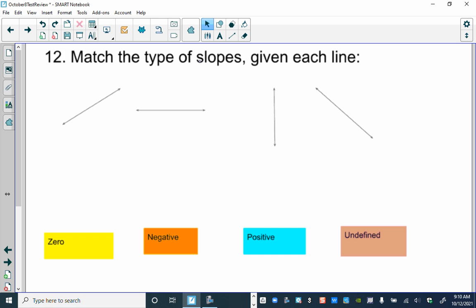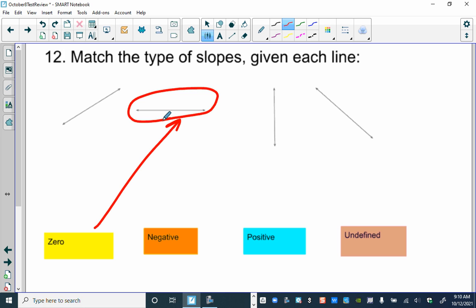So, for instance, with the 0, which one out of the 4 is the 0 slope? Is it first, second, third, or fourth? Second. What about the negative slope? Which one is the negative slope? The first, third, or the fourth? Which one of the 3 remaining lines, so not the second one, is the negative slope? Last one.